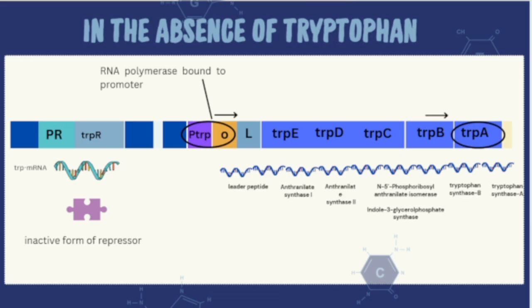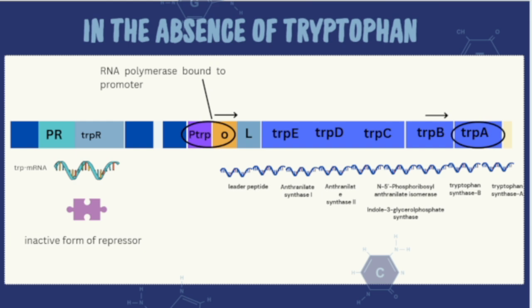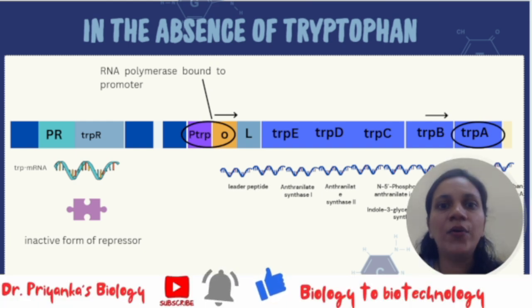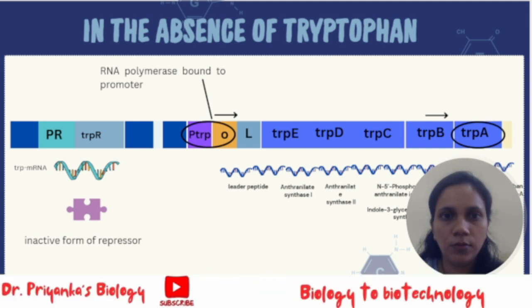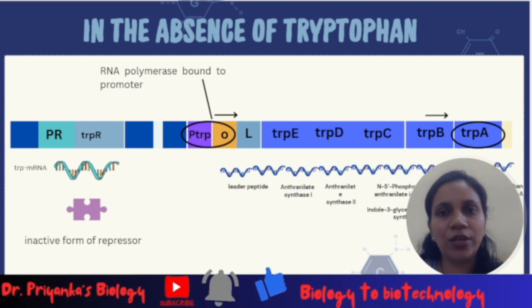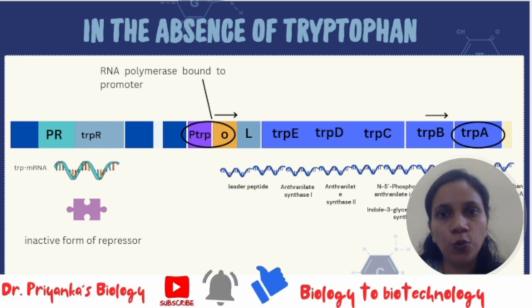So now let us see the very first case. We will learn about attenuation in part 2 of tryptophan. For today we are going to focus on the role of the repressor. So let's see what happens when tryptophan is absent in the medium. As we have seen earlier, these organisms are very smart, they know how to utilize energy, whether they should conserve it or use it. They are very good at taking those decisions.